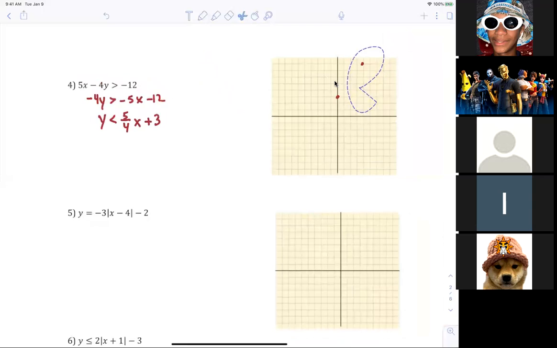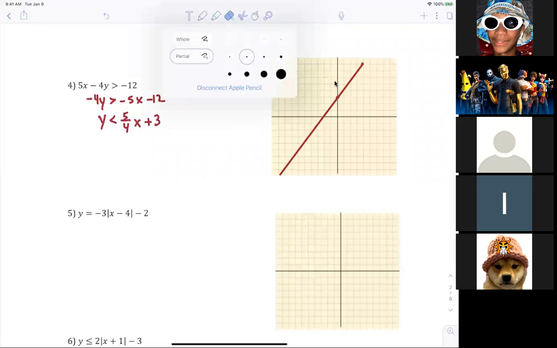All right, now don't forget, as you're drawing the line, it's technically supposed to be a dotted line. I like doing it that way. So it's a dotted line. And then we say it's shaded less than, so it'll be everything below.